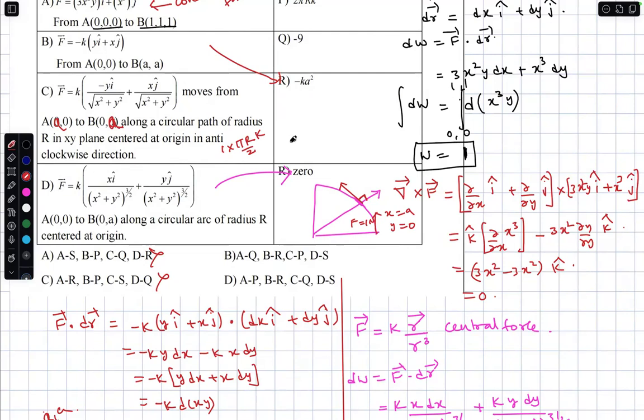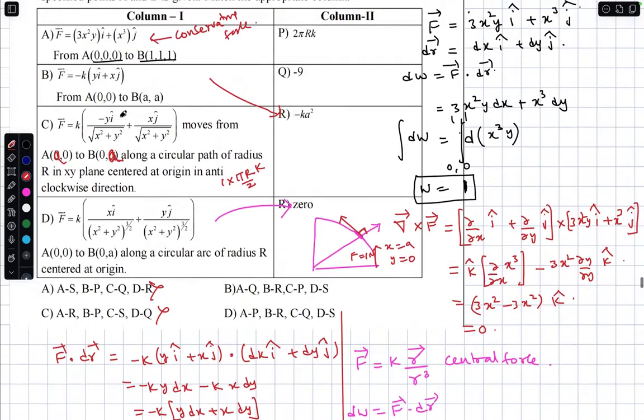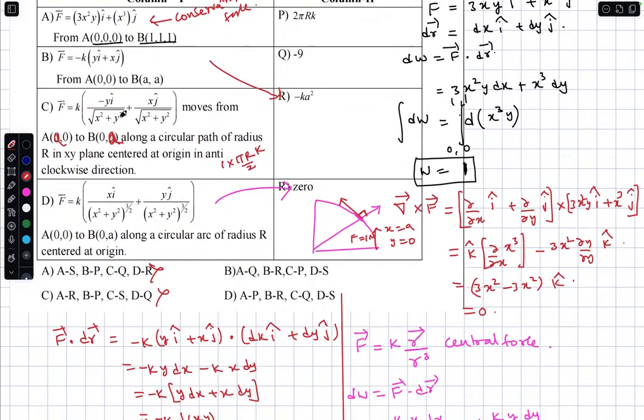Suppose if you are moving it from a comma 0 to a comma 0 for example, a full circle.